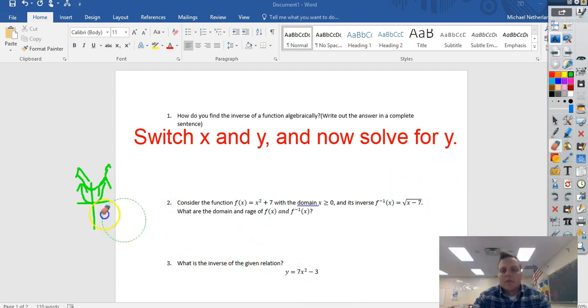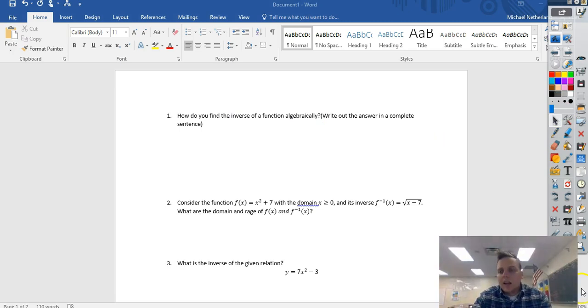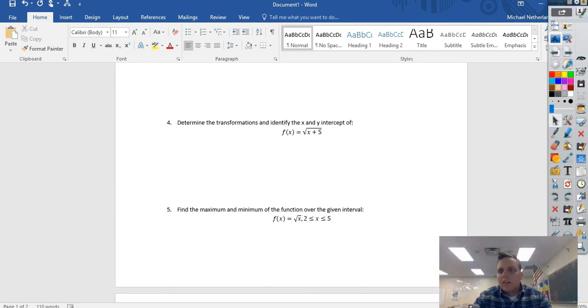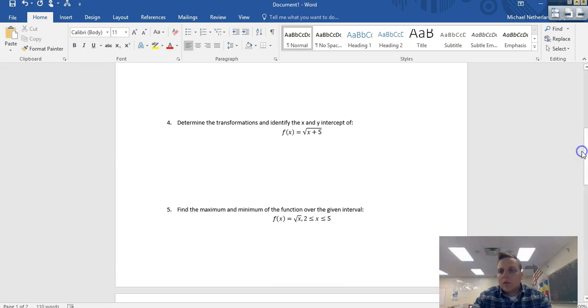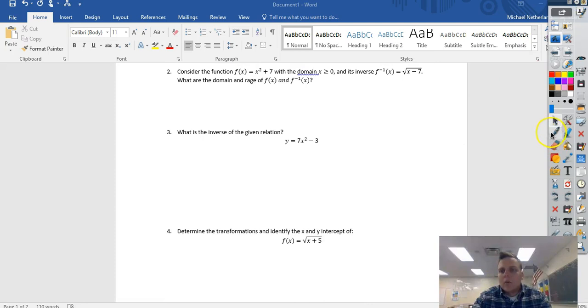Problem number 3: what is the inverse of the given relation? Well, what did number 1 tell us to do? Switch x and y and solve for y. So that's the very first thing we're going to do. Oop, I went too far. We're going to switch x and y, and then we're going to solve for y.